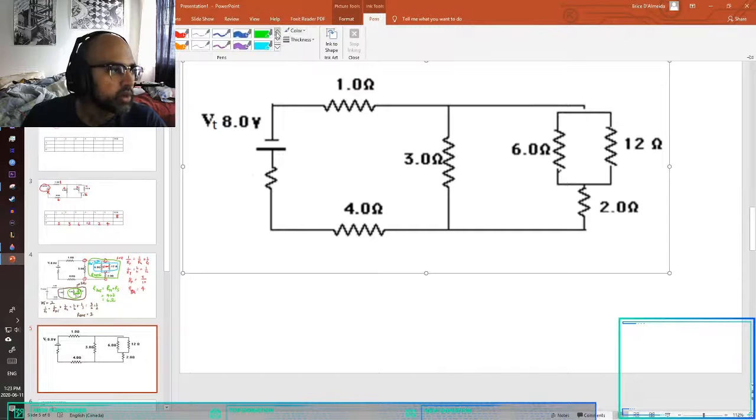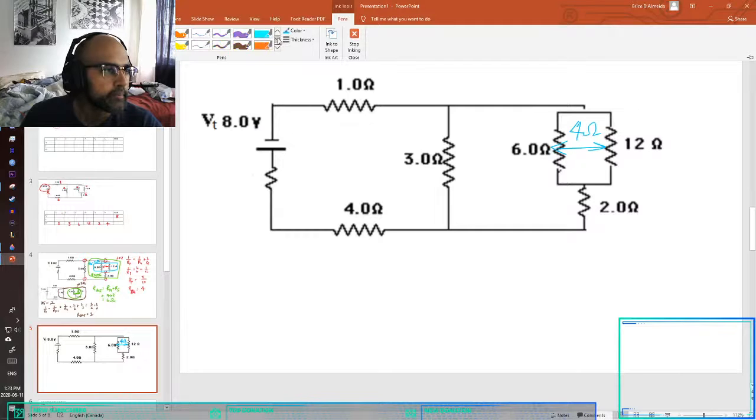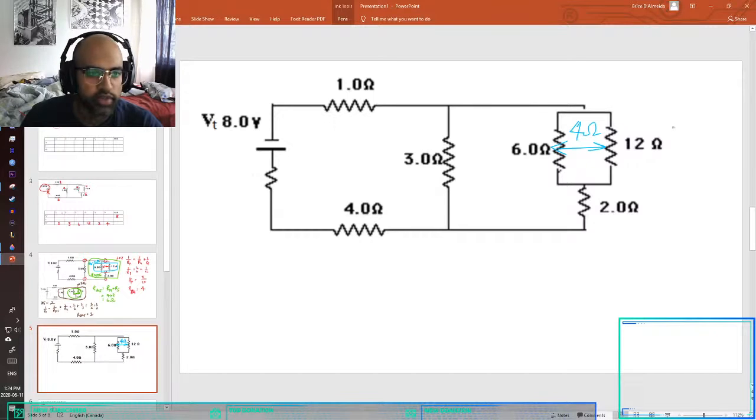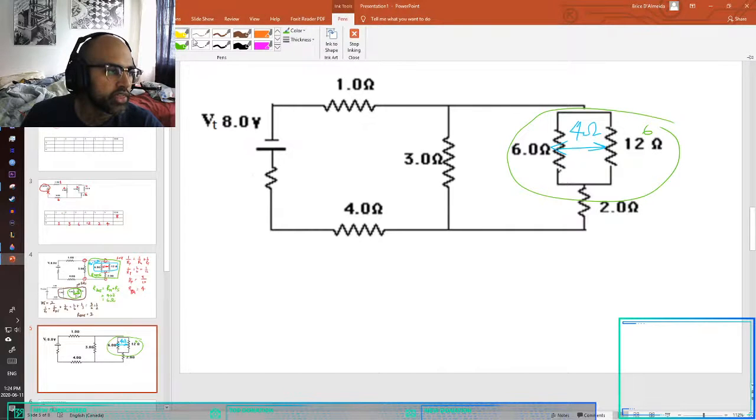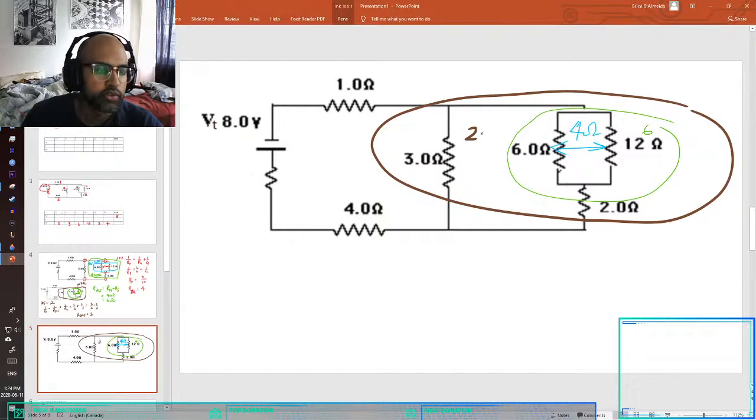So, step by step, what did we do? We combined similar kinds of resistors, if they were parallel or series, in order. So the first thing we could do is combine the 6 and the 12, and we got, I believe, 4 ohms. Then we combined these two together, and we got 6 ohms for all of these. And then we combined it with the 3 ohm resistor in brown, and we got 2 ohms.